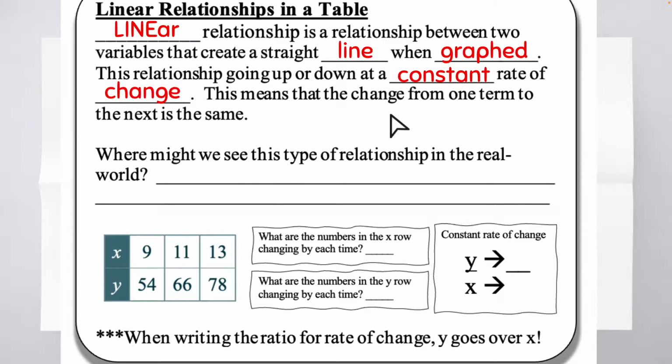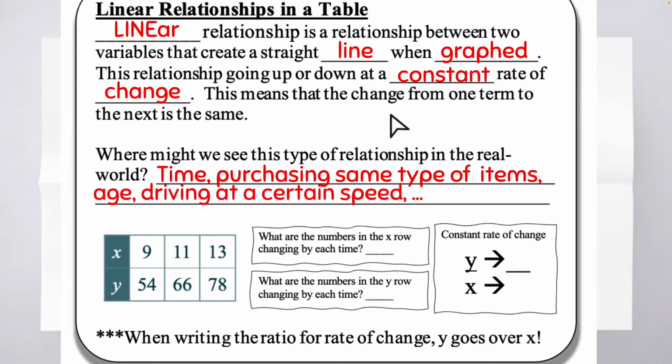So where might we see this type of relationship in the real world? Well, we can see it all over the place. We can see time. Time is always increasing by the same amount, and we're ignoring black holes and different things like that that we know can affect time. Purchasing the same type of items, again ignoring discounts or coupons. If I purchase one pencil for 10 cents and two pencils, I'm assuming they're both 10 cents and it's going to be 20 cents. If I purchase a third pencil, it'll be 30 cents.